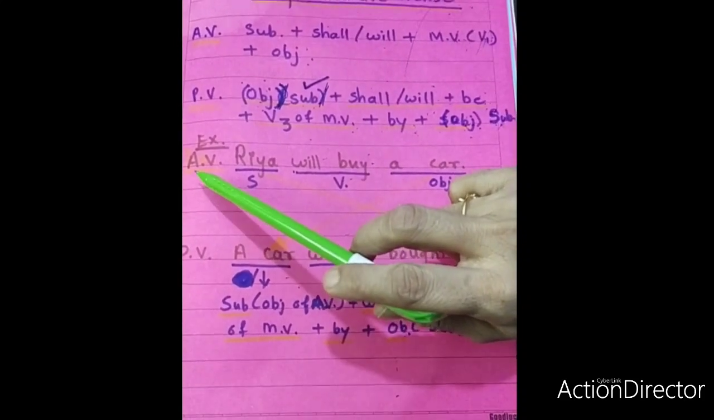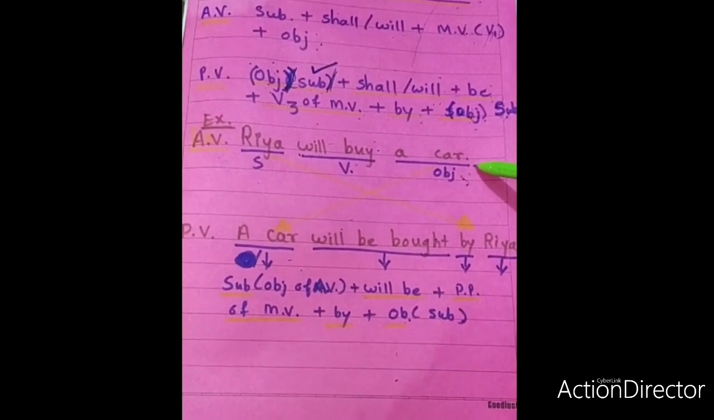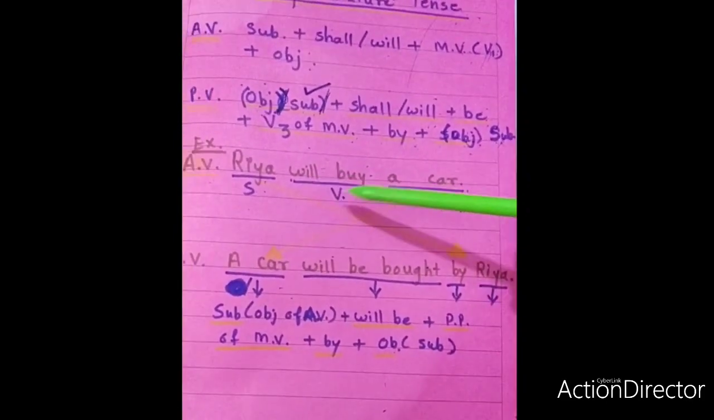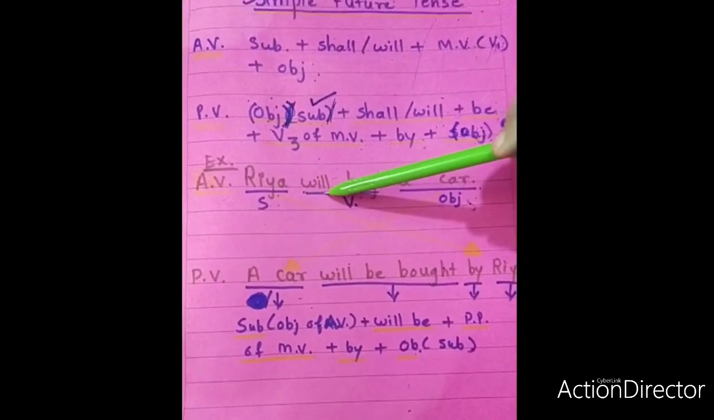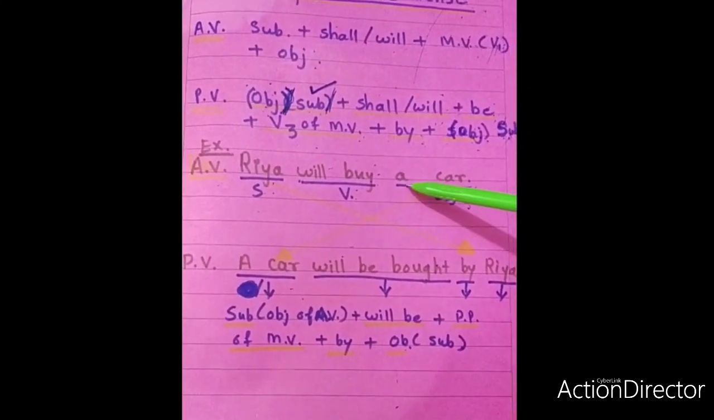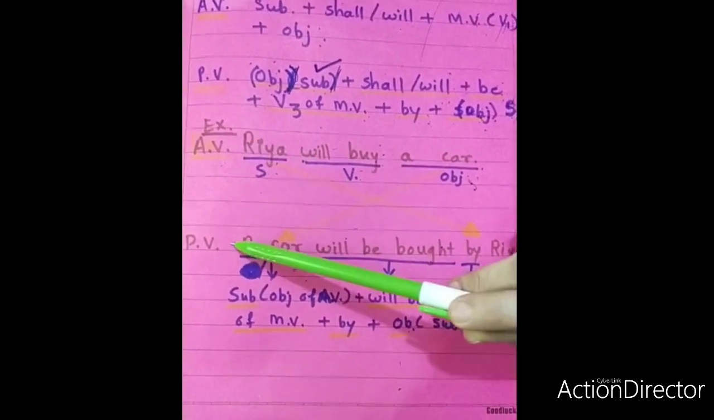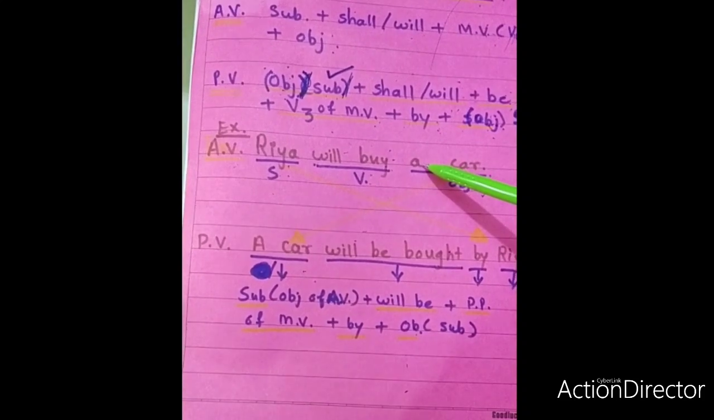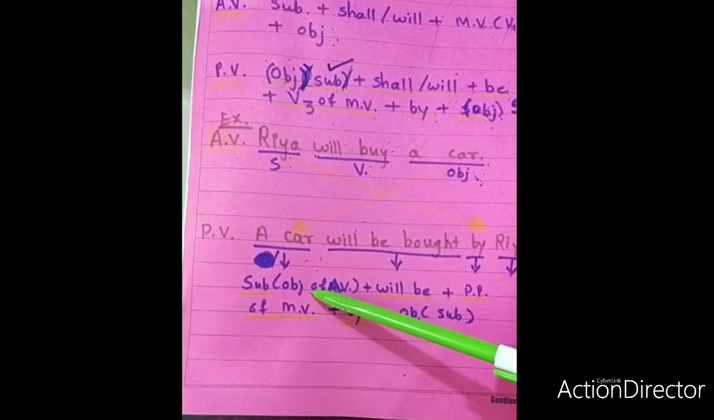The sentence I have taken here is of active voice. Ria will buy a car. The subject in this sentence is Ria and the verb is will buy. We cannot say only will or only buy as verb. Both of the words together will become verb. And object is car, a car. When we convert this sentence into passive voice, as a rule, a car will become the subject of the sentence in passive voice.